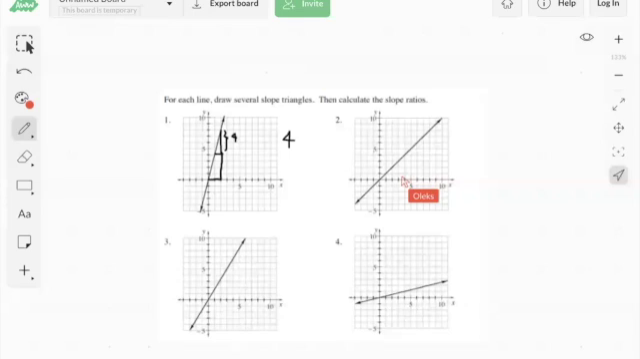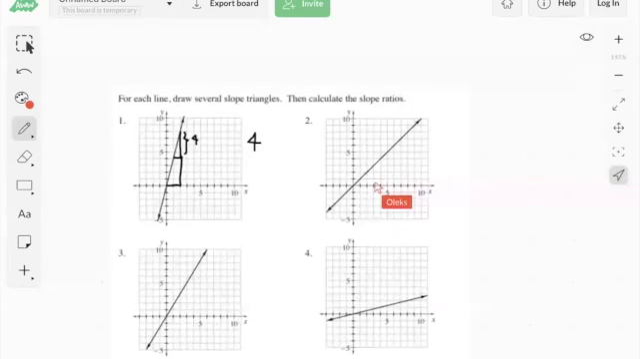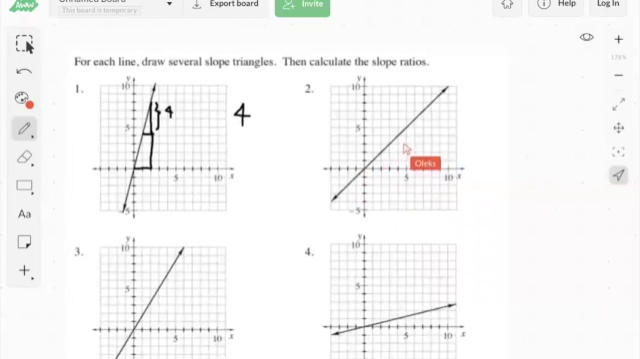Now problem 2 is a y equals x graph, and as we have already done, we figured out that any triangle that we draw will just give us, so right here we can draw this one, will just give us a slope ratio of 1. 3 over 3 is 1. Let's look at number 3.